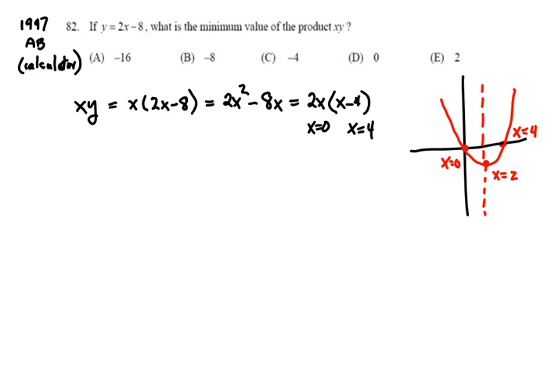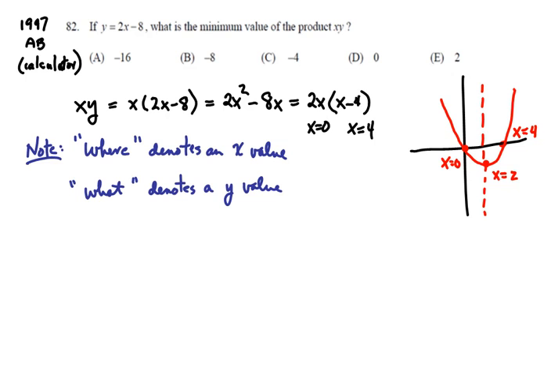And so I'm going to take a minute to write a note here. Where is a keyword that denotes an x value. What is a keyword that denotes a y value. And so you have to read each question very carefully, and in this case we're asked for what is the minimum value. We know that it occurs at x equals 2.